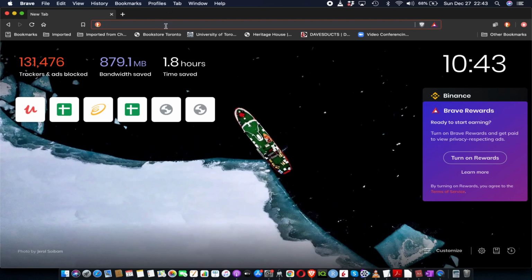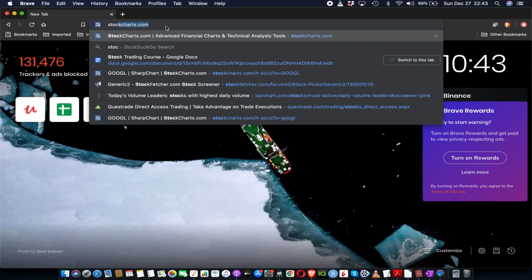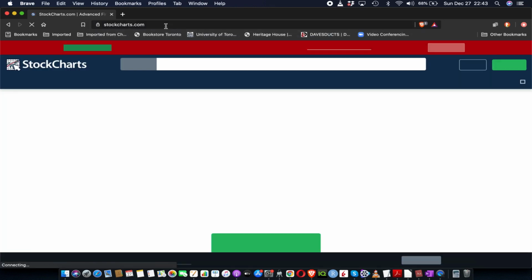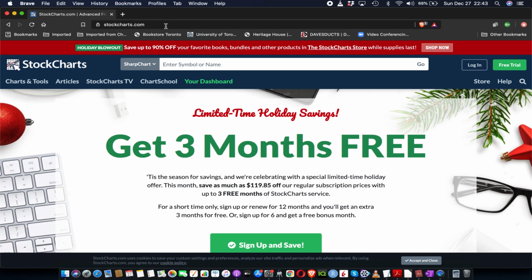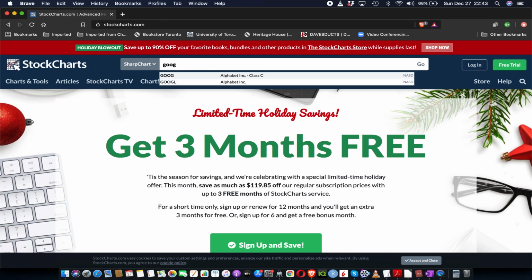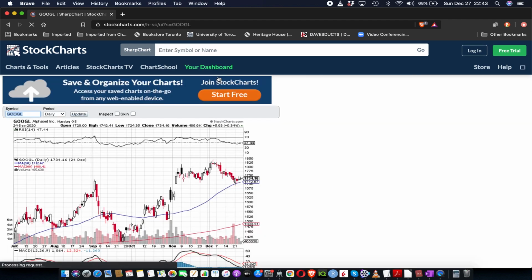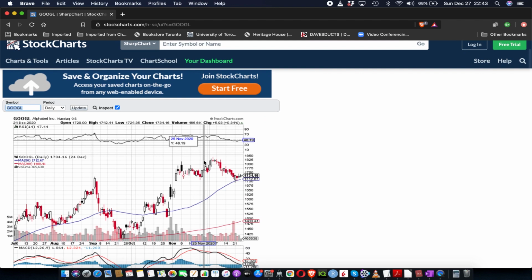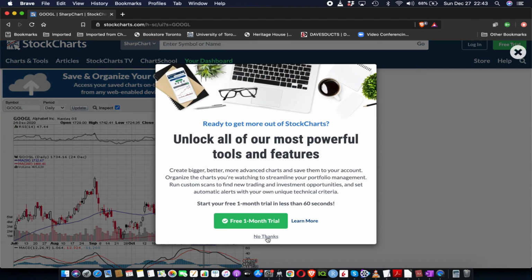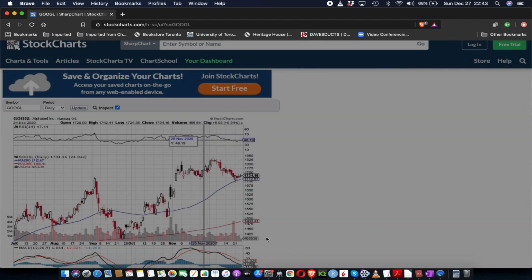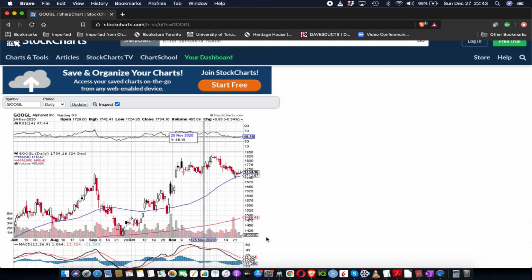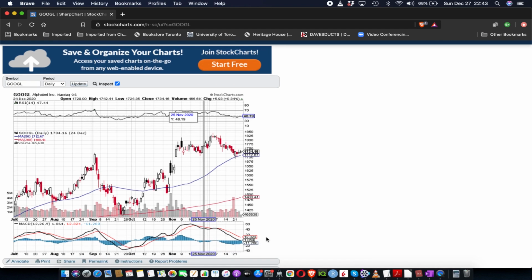Now I always use stockcharts.com to take a look at the charts for any stock. So in this case, I'm going to use Google to see how the candles play out in the stock chart. Now on stockcharts, you can see all the, oh, I don't need this paid version. The free version is more than enough to see the stock charts.